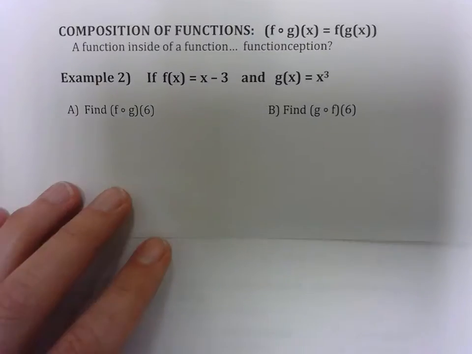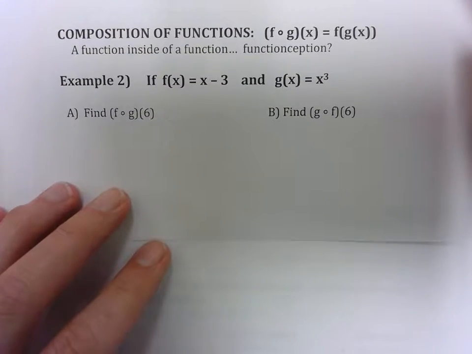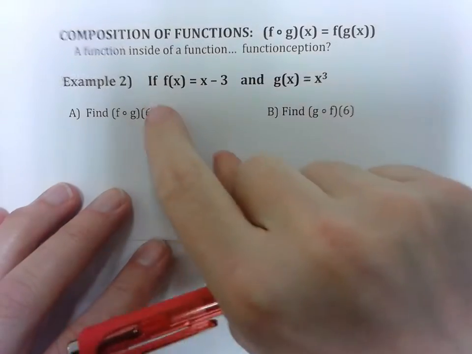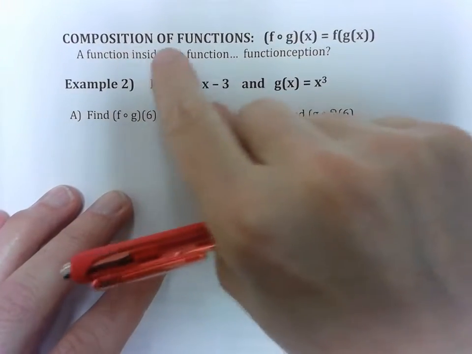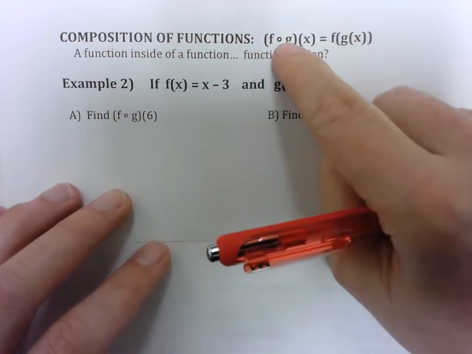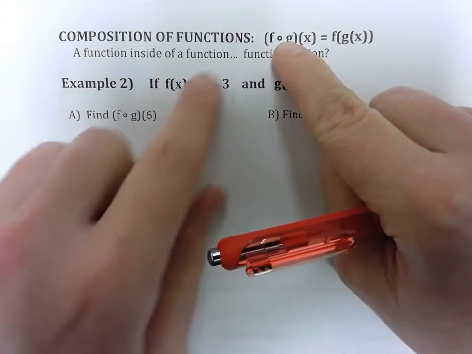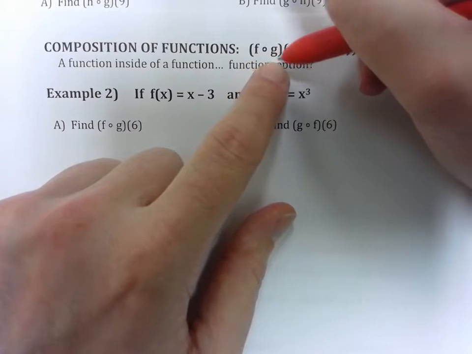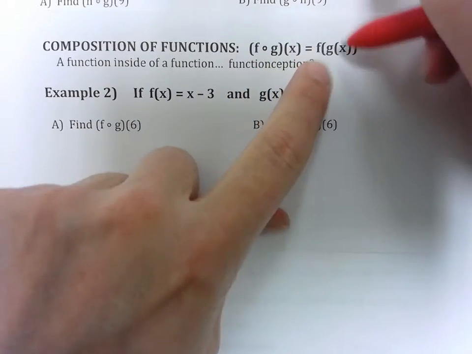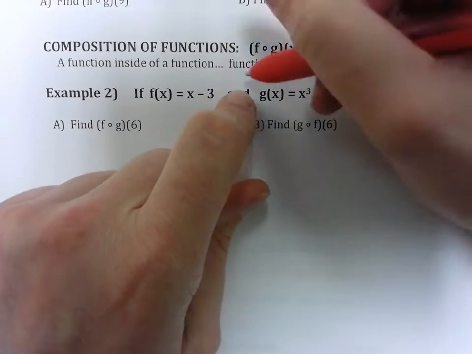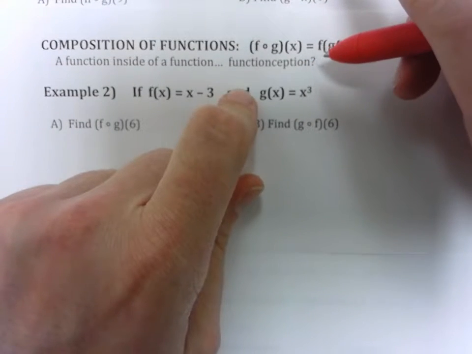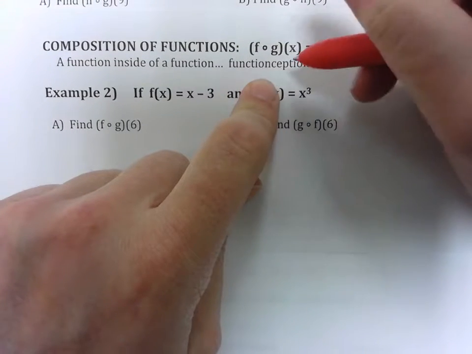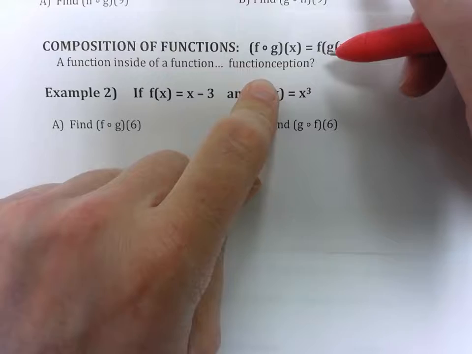All right, welcome back. This is still Unit 1/2, Day 1. Example 2, we're going to talk about something called composition of functions. This little dot does not mean times. It's an open circle. That actually means we're going to evaluate the g function by plugging it inside of the f function. So I say functionception. If you remember seeing the movie Inception, we talk about dreams inside of dreams. So that's what that means.